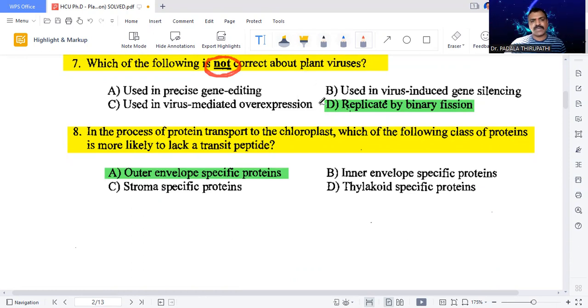And the seventh one: which of the following is not, remember here, not correct about plant viruses? Replicate by binary fission is not correct. So this is the right answer for this question. Actually, plant viruses are used in precise gene editing, in virus-mediated overexpression, and in virus-induced gene silencing. So these are all correct, but replicating by binary fission is not correct about plant viruses.